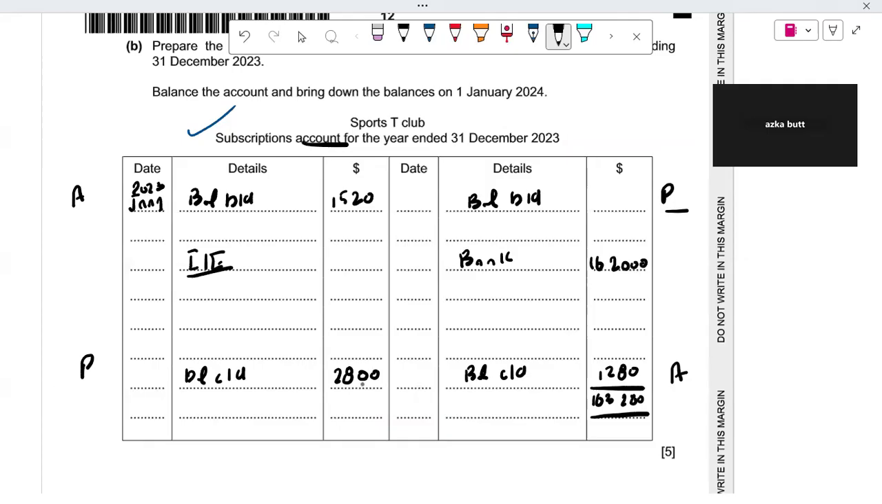So 1520 minus 2800. Okay. So in income statement, we'll transfer the difference of the credit and debit side, which is 158,960. So we will transfer this into the income statement. Okay. And this balance CD will transfer here as the opening balance. And this balance CD will transfer here as the opening balance.